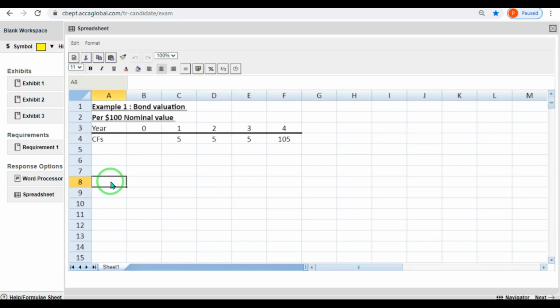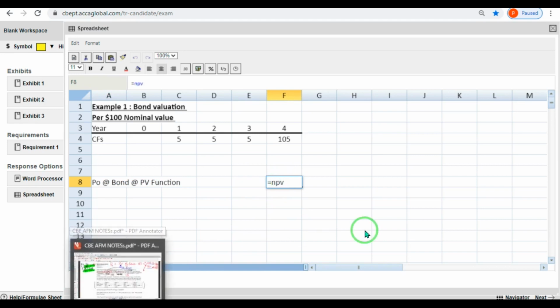What are we going to do here? We're going to have this present value of the cash flows. In other words, we're going to have here straight away the price of the bond, which is using the functionality that is in the spreadsheet, the PV function. Is that okay? PV function. We're going to use a PV function here. So that's it. It's equals to, you are going to put here NPV. Doesn't matter whether it's a lowercase or uppercase.